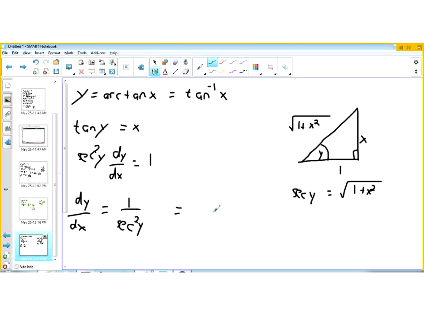Okay, and so now dy over dx is equal to 1 divided by the square root of 1 plus x squared, quantity squared, which is simply 1 plus x squared. Okay, so this is one that you need to memorize. The derivative of the inverse tan function is this: 1 over 1 plus x squared. That's a very, very important result.